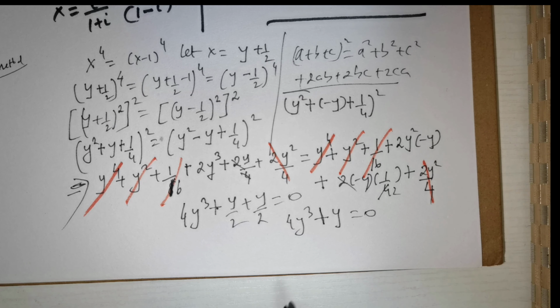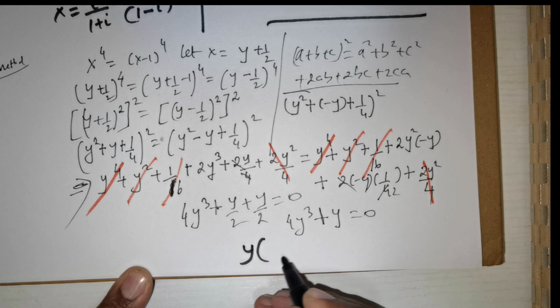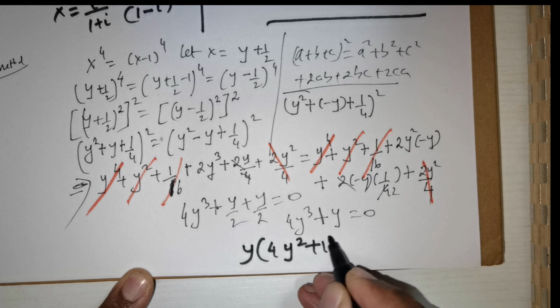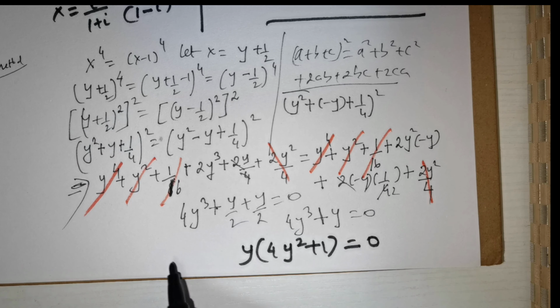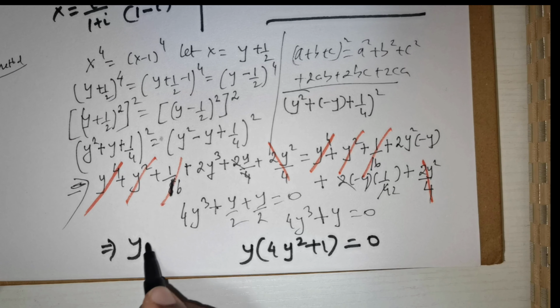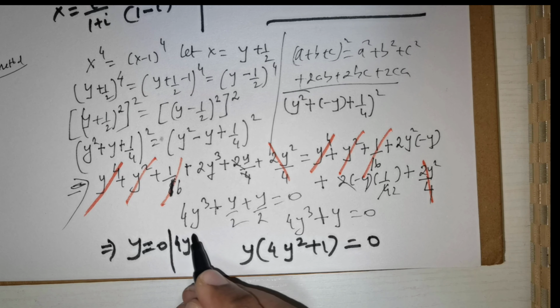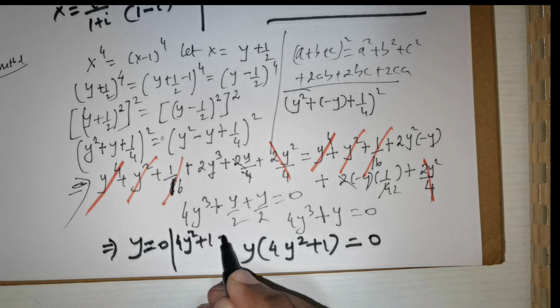This is what you get. Now what I wish to do is, I would like to take y out, so this would give me y times (4y squared plus 1) is equal to 0. So from here I would get y is equal to 0. This is one solution, or this is one possibility, right? y is equal to 0, or 4y squared plus 1 is equal to 0.